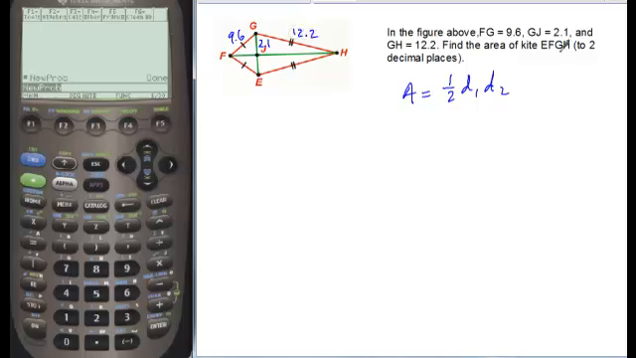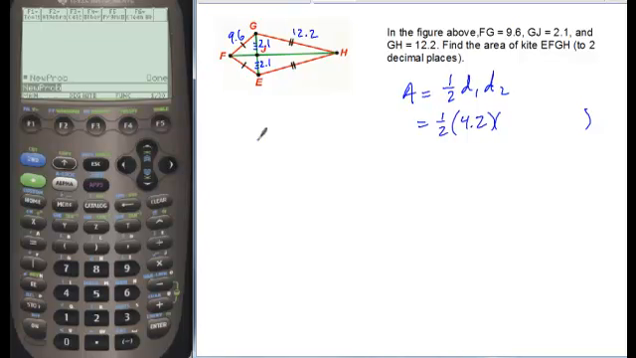So looking at this, in order for us to find these, we know that the diagonal that connects the two equal sides is going to bisect the other diagonal. So we know that this measure and this measure are the same. So JE has to be 2.1. So right now that gives us our first diagonal, the sum of those, which is 4.2. So now we need to know what our other diagonal is.